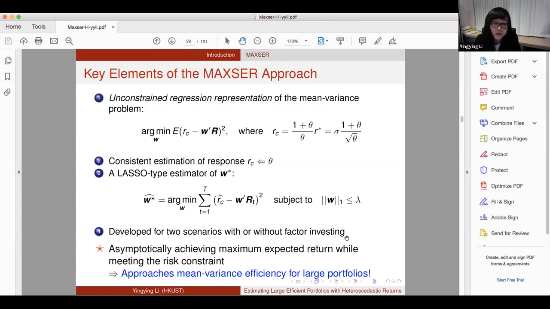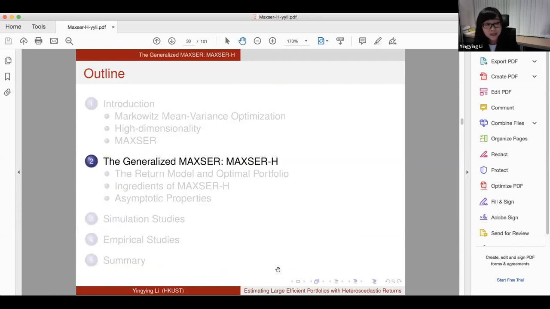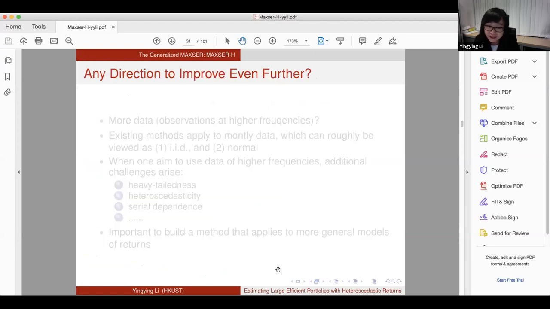And indeed, we proved such a theoretical result, which says that the MAXR portfolio will asymptotically achieve the maximum expected return while meeting the risk constraint. In other words, this approaches the mean variance efficiency for large portfolios. To the best of our knowledge, this is the first theoretical guarantee for such efficiency for mean variance optimization. So far this has been exciting, and we have such convergence results. A natural question would be, is there any direction to improve even further?